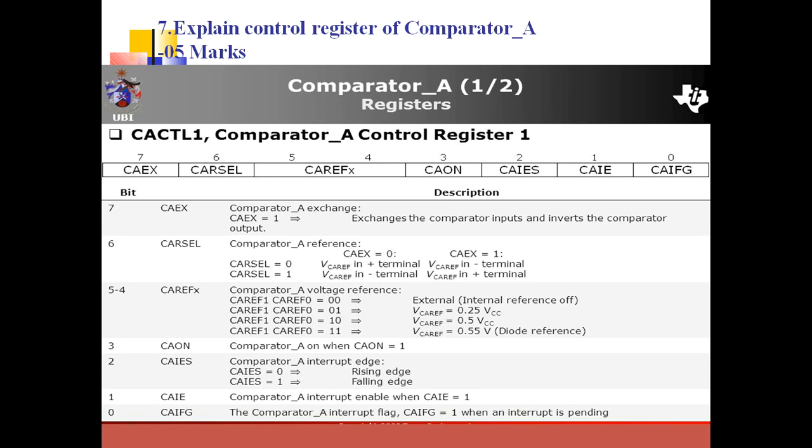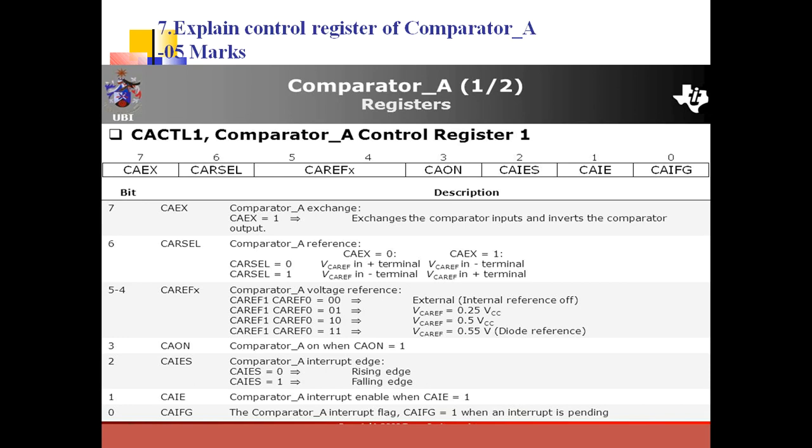Now we'll see the comparator A voltage reference. What are the different comparator A voltage references available? For 0 0 it is external, the internal reference is off, and for 0 1 it takes 0.25 of VCC, 1 0 takes 0.5 of VCC, 1 1 takes 0.55 volt of diode reference voltage. Next, the CAON bit, it's the third bit, comparator A becomes on when CAON is equal to 1.